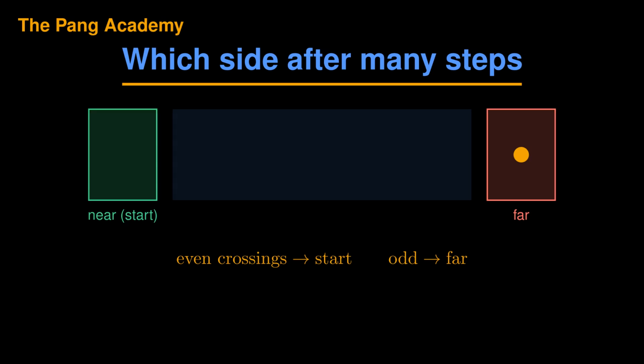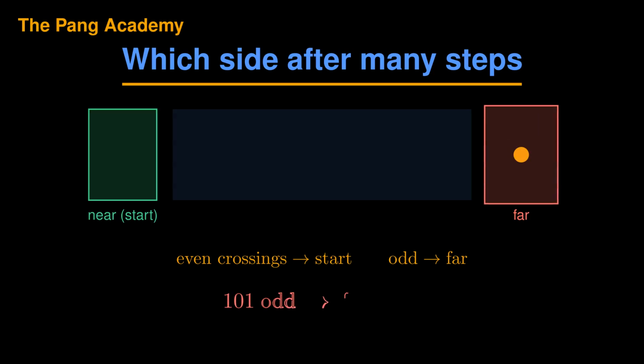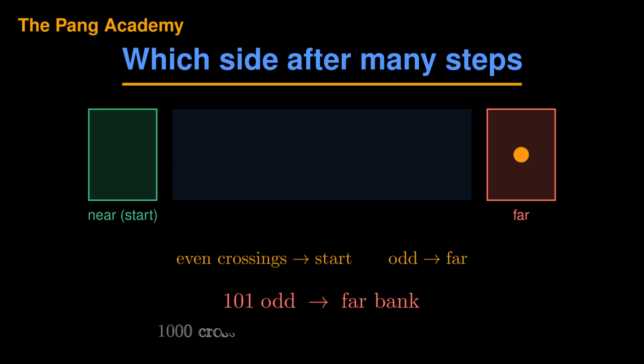Say it crosses 101 times. 101 is odd, so it's on the far bank. The same odd or even that ruled the switch now tells you a position after 100 steps. And it doesn't matter how messy the path is. 1,000 crossings, 1,000,000. All that counts is odd or even. 1,000 is even, so it ends right back at the start.